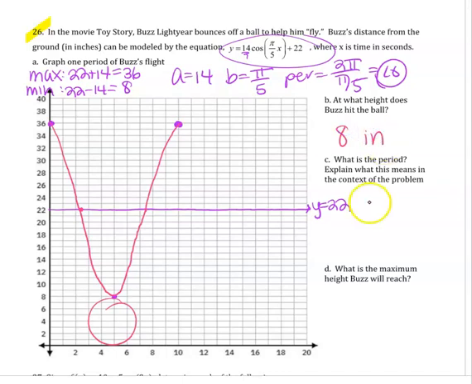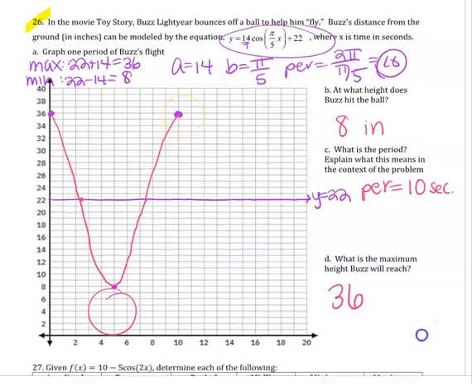And what is the period? Well, we said the period is 10 seconds, which is the time it takes Buzz to fly and return to his maximum height. I'm not going to write that, but you can see it on my answer key. What's the maximum height he's going to reach? That was the 36 inches that he was actually starting from, I think the dresser, and then he bounces back up and flies up to 36 inches.